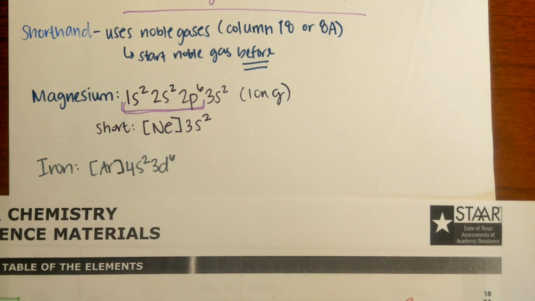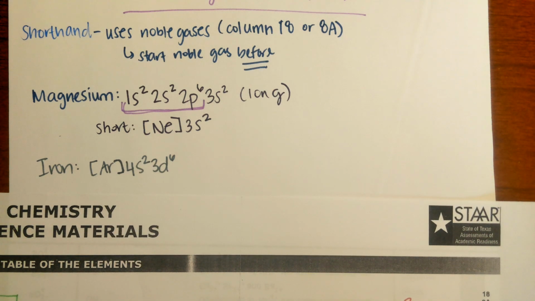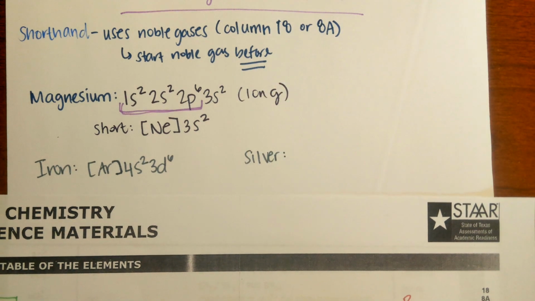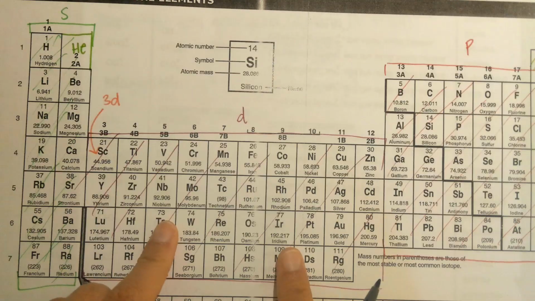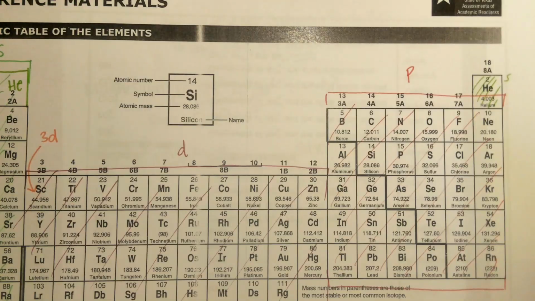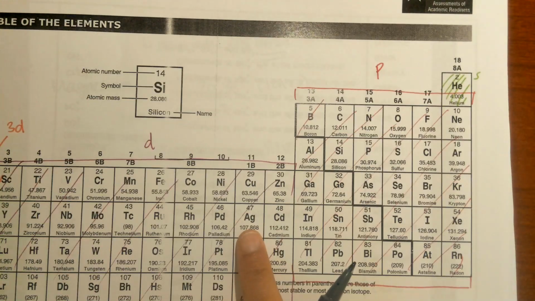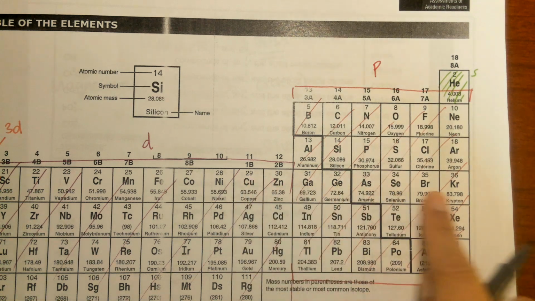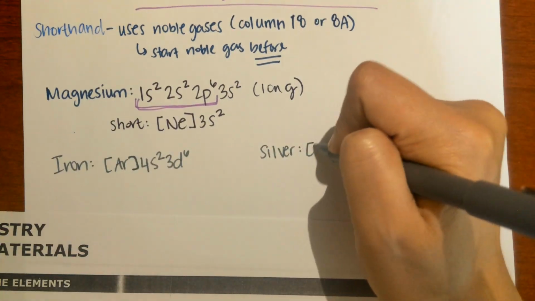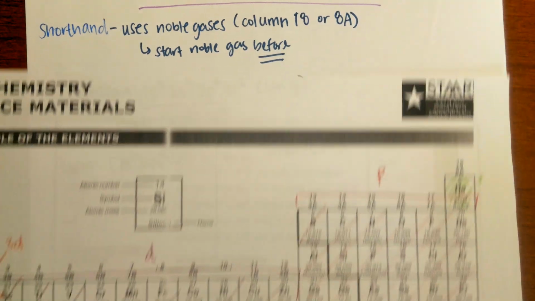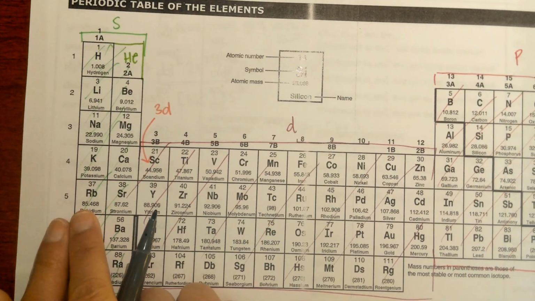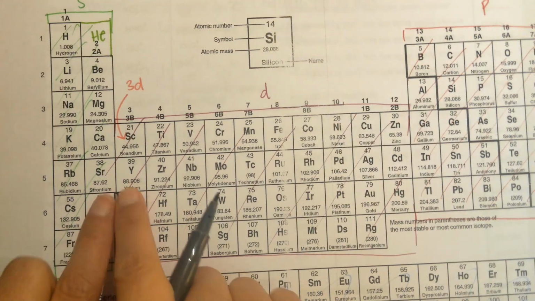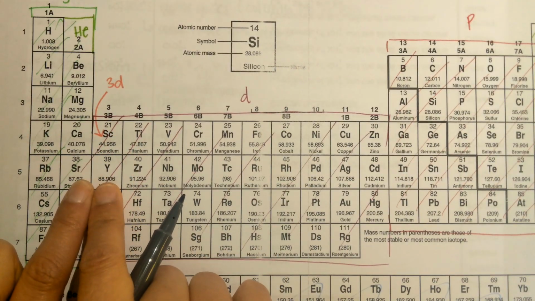Alright, let's do another example: silver. We like to use noble gas configuration, especially for elements down here, because no one wants to write the longhand version. Silver is right here. So take a look: what is my noble gas before it? One row up all the way to the right, krypton. Right after krypton, we start normally with 5s2, and then we're entering the D block. Again, remember the exception: 4d9.